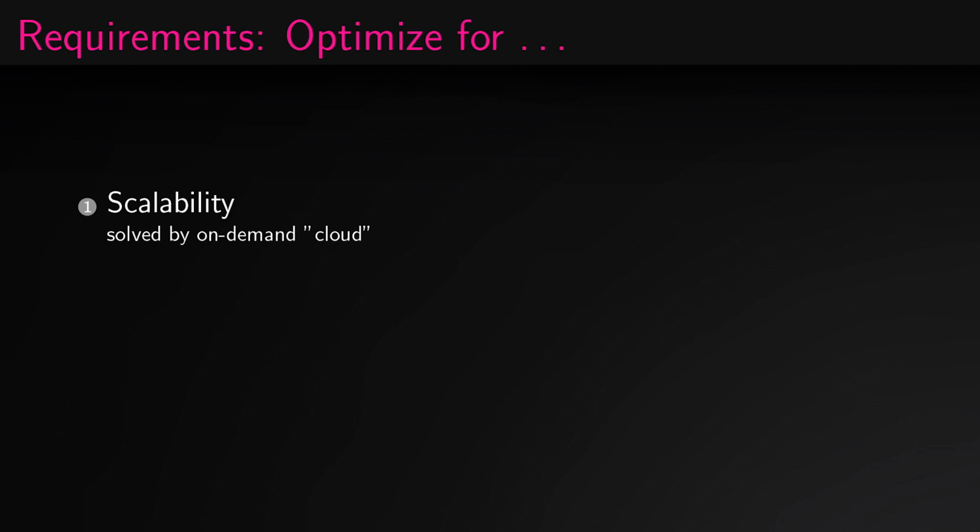So we were looking to optimize for scalability, and for that, we're solving it, so to speak, by using an on-demand cloud. We've moved to AWS, right? So that's not really the topic of this talk. It's really more about how do we make our configuration and managing our infrastructure more reliable. And so how do we solve reliability?